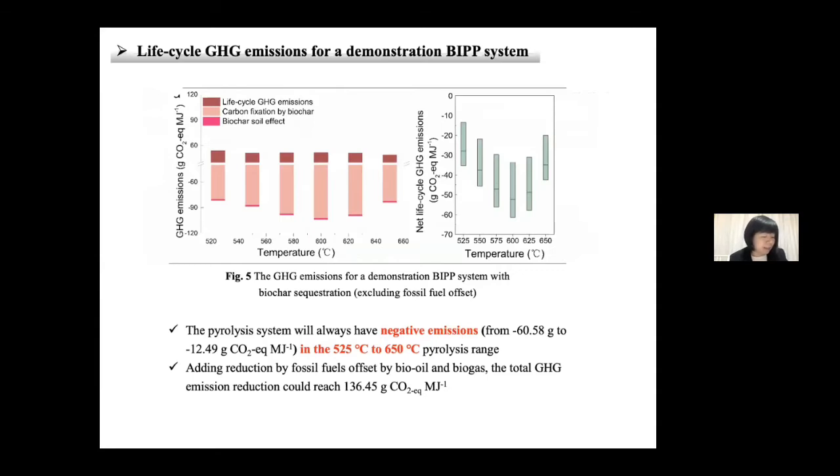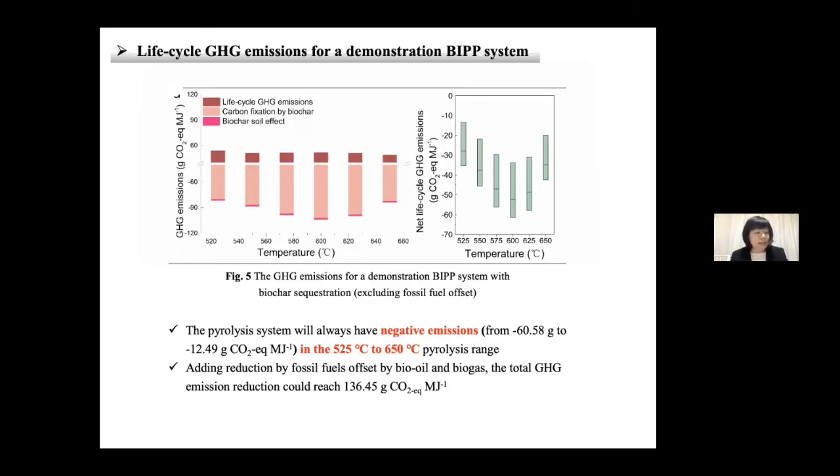The left figure presents the life cycle emission carbon fixation by returning biochar into soil, and also influenced by the stability of biochar, and also the reduced emission by biochar amended soil. The right figure represents the net life cycle greenhouse gas emission for the whole system. We found that the pyrolysis system will always be negative, usually from about minus 60 gram to minus 12 gram carbon dioxide per megajoule it produced.